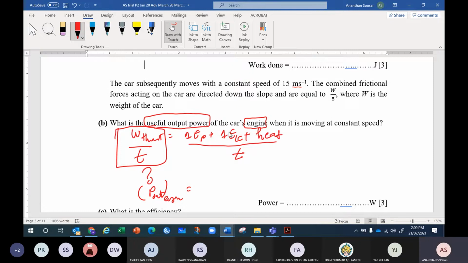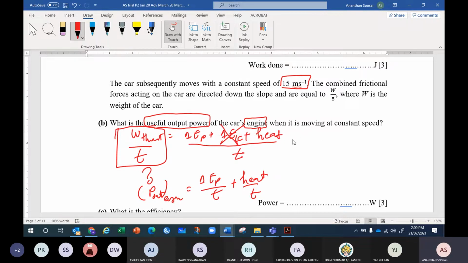Is there a gain in kinetic energy? It doesn't gain kinetic because it moves with a constant speed, 15 meters per second. So the total output power of the engine is the gain in potential energy over time plus heat over time. Okay, so this is output energy.